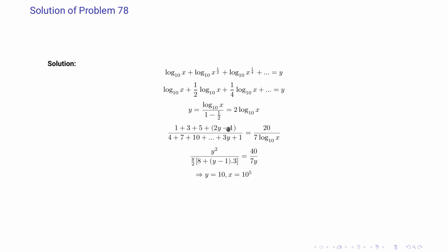The left hand side, the top will become y square upon applying the formula, and the denominator will be y by 2 into 8 plus y minus 1 into 3. If you solve this equation, you will find that y is equal to 10 and x will become 10 to the power 5 because y is equal to 10. So you can supply the value here and you can get the answer here.